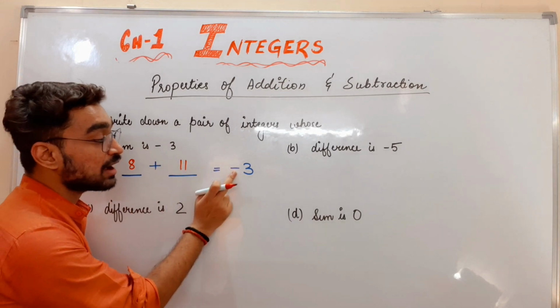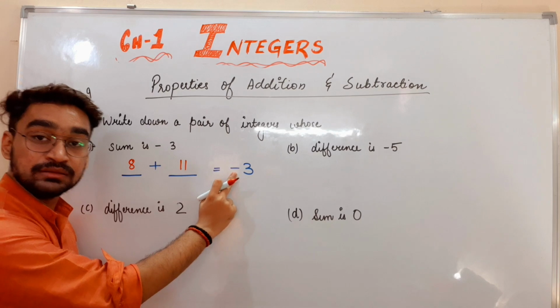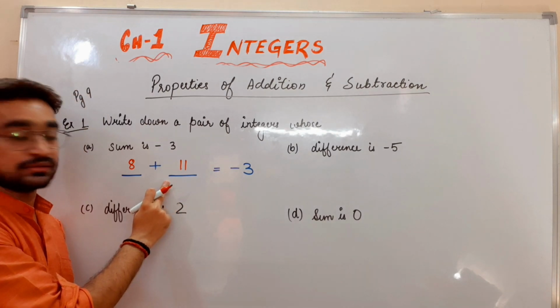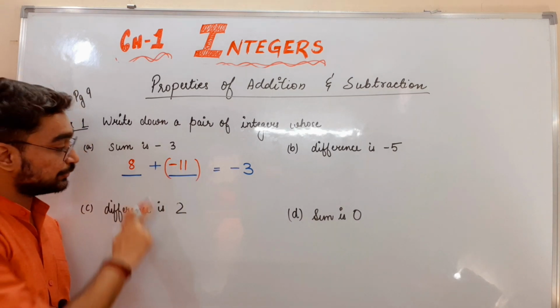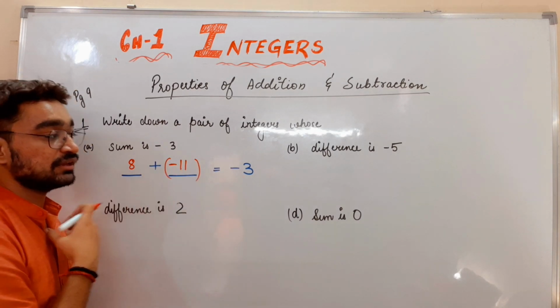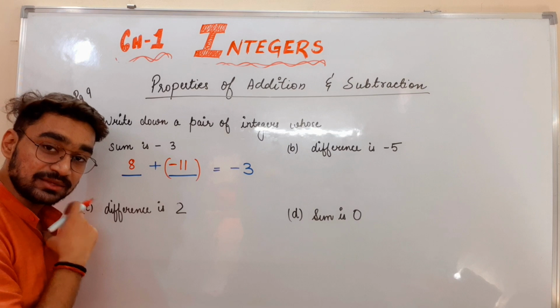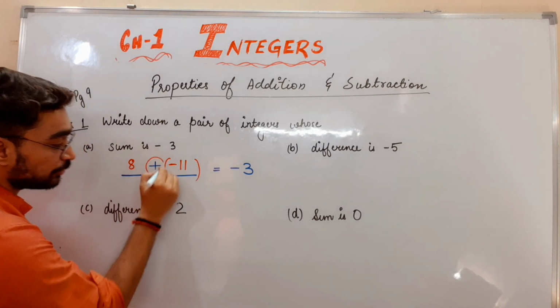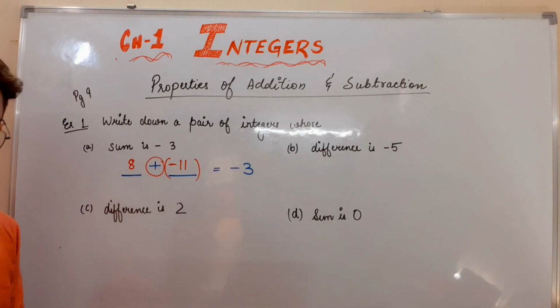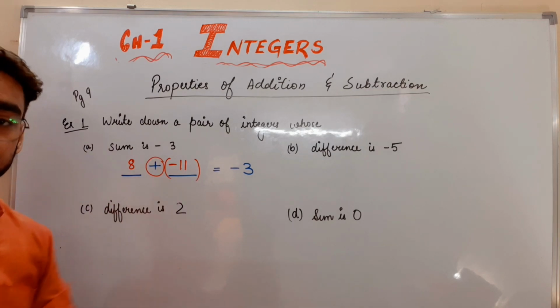Here the answer is minus 3. Minus 3 means the bigger number should be negative. So the bigger number, minus 11, should be negative. So 8 plus minus 11 will give you minus 3. Remember that in this mathematical operation, positive should be there.